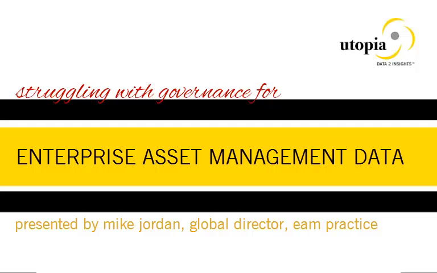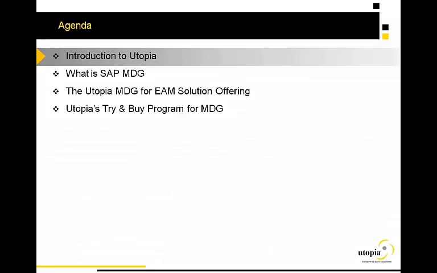We're going to spend just a few minutes talking about Master Data Governance for asset data. Here's the agenda. We'll cover a very quick introduction to Utopia and then move right into discussion of SAP's Master Data Governance tool, talking about what it is, where it fits in the SAP technology stack, and then about what Utopia has done in particular addressing the needs of the EAM community for Master Data Governance. And then finally a bit of information about Utopia's Try and Buy program. I'll move quickly.